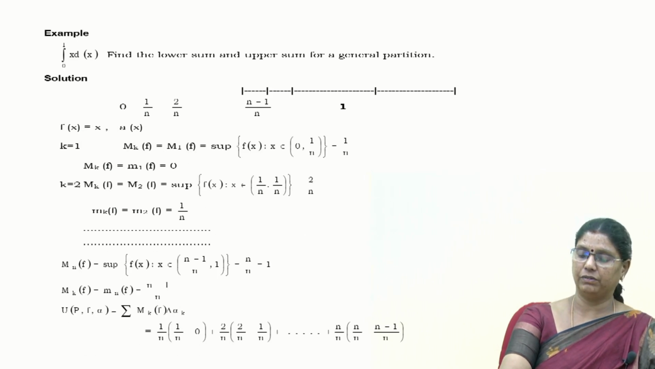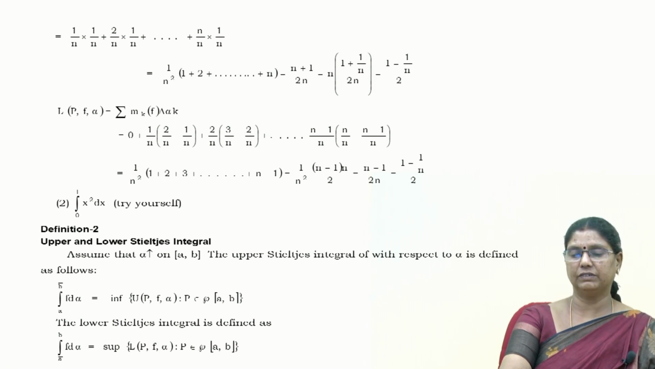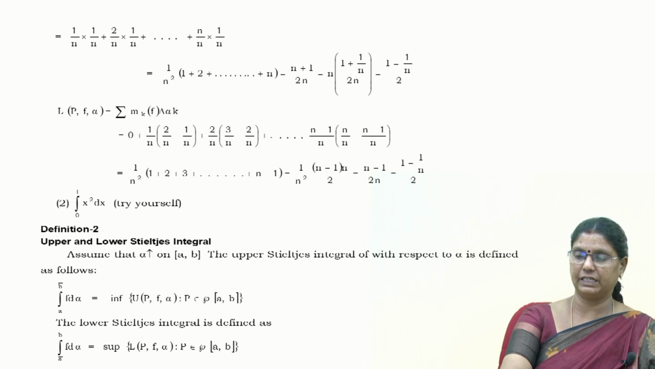Here is an example for the upper and lower sum for the given integral. Next, we are going to see the definition of the upper and lower Riemann-Stieltjes integral. Assume that alpha is increasing on the closed interval [a, b]. The upper Stieltjes integral of f with respect to alpha is defined as the upper integral from a to b of f d alpha, equal to the infimum of U(P, f, alpha) such that P belongs to script P[a, b], the set of all partitions of [a, b].